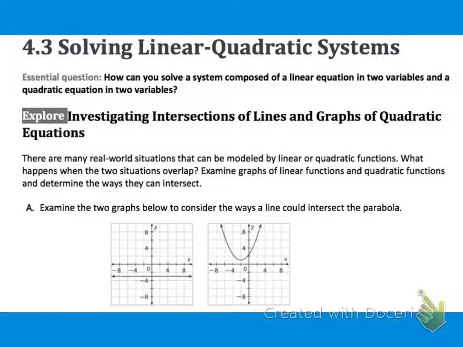We're going to look at what if we have a quadratic equation and a linear equation that are in a system together. So we're looking for a common solution for both a linear and a quadratic equation. Our essential question is, how can you solve a system composed of a linear equation in two variables and a quadratic equation in two variables? We're essentially going to look at two methods to do that, the first being graphing and the second algebraic means. So let's jump in.